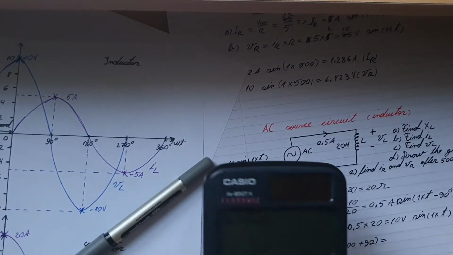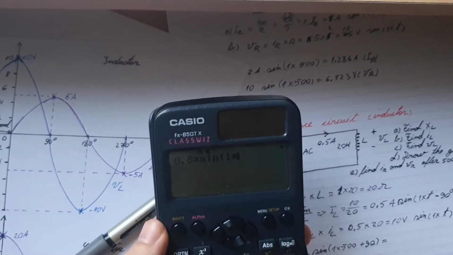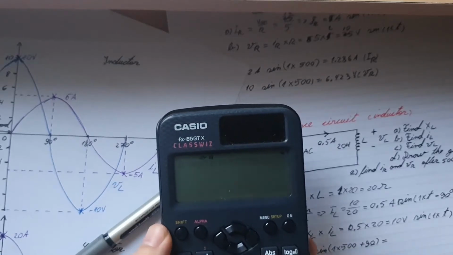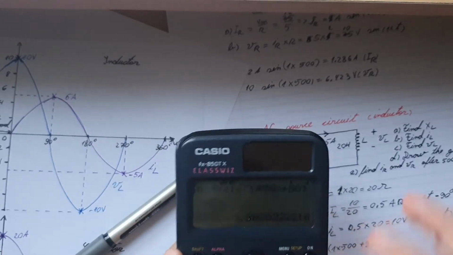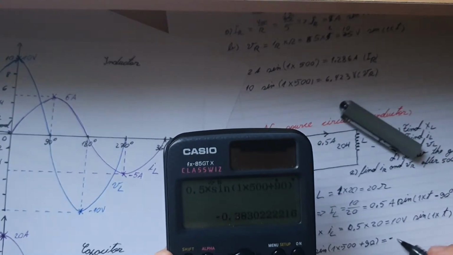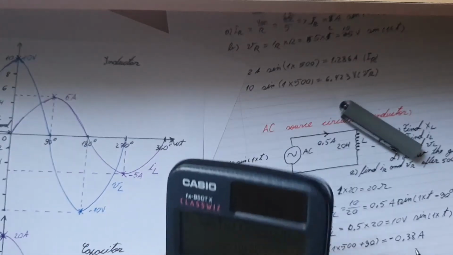Times sine. I don't know if you see it. There you go. And with this new setup, you can't really see me calculating 500 plus 90. And that will give us minus 0.38 amps, and that's very interesting, minus 0.38 amps, and it's lower than 0.5, so we know this value is correct.